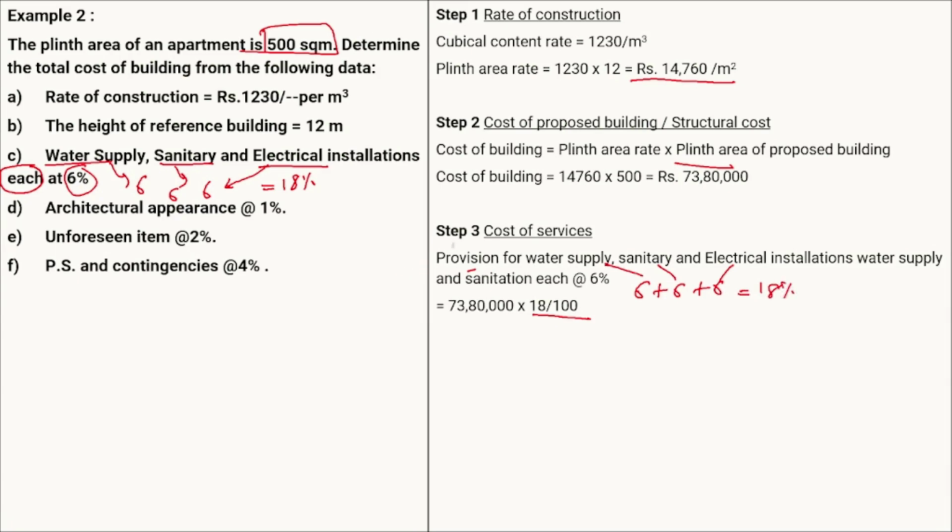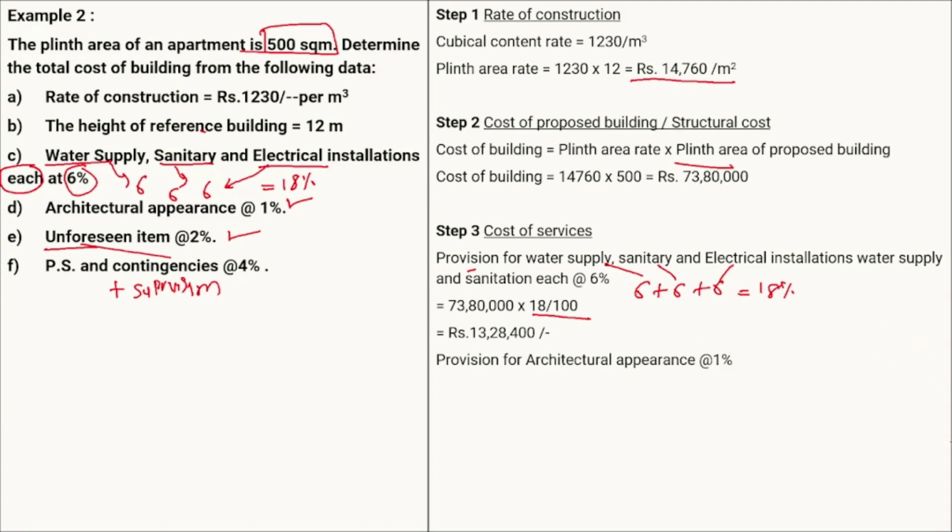Similarly, the architecture feature will be your services, and unforeseen items will be your services. Remember that other than the contingencies and the supervision, whatever percentage is mentioned in the data given to you will be your cost of the services. So here the unforeseen items are given as 2%. Again, it is one of the costs of the services.